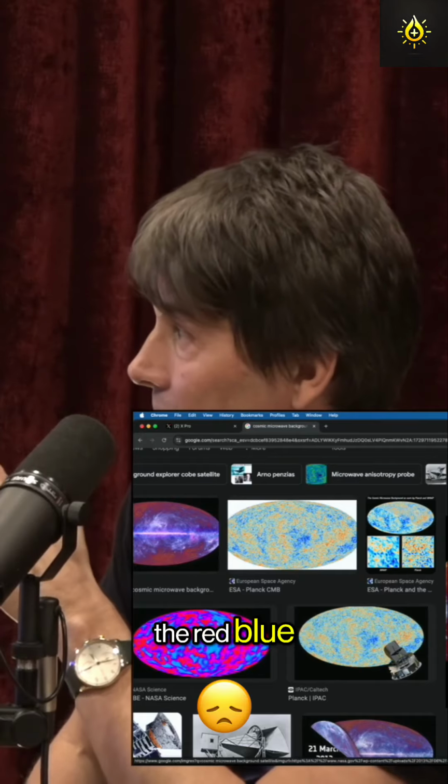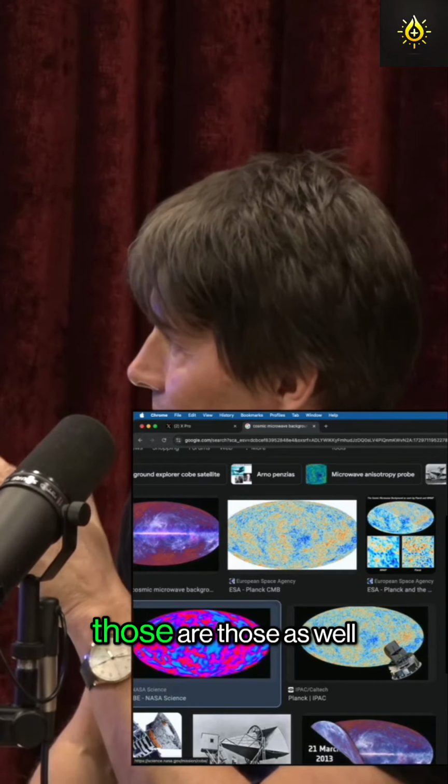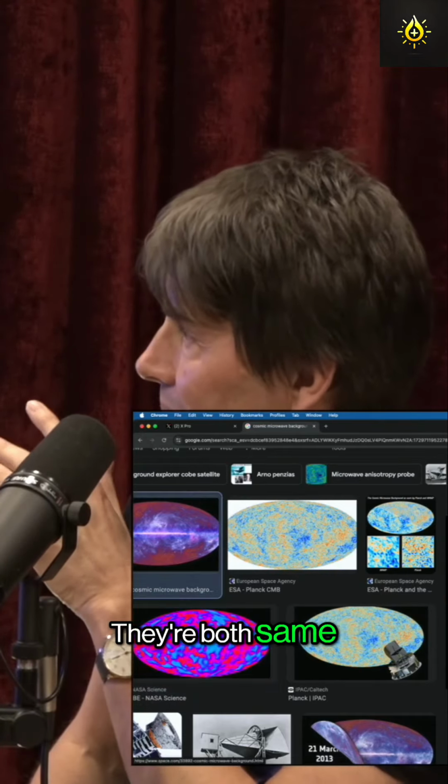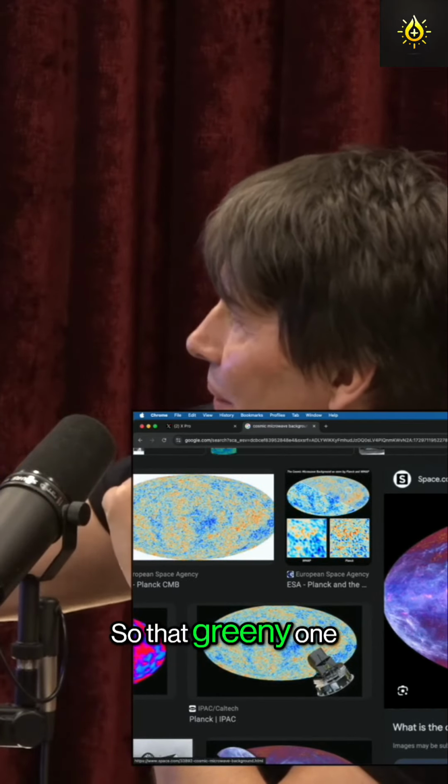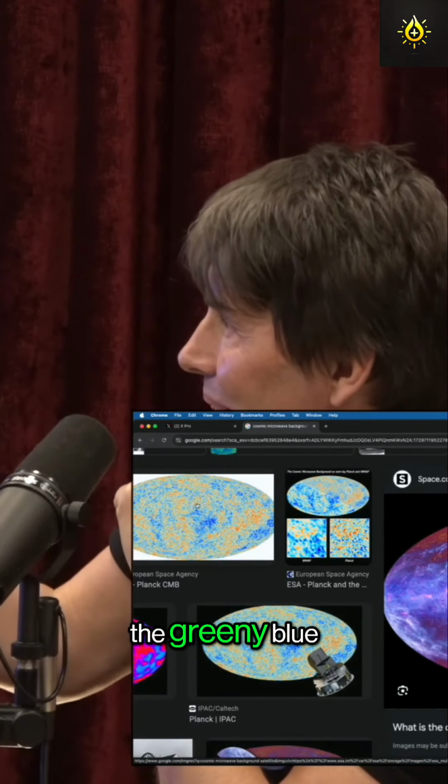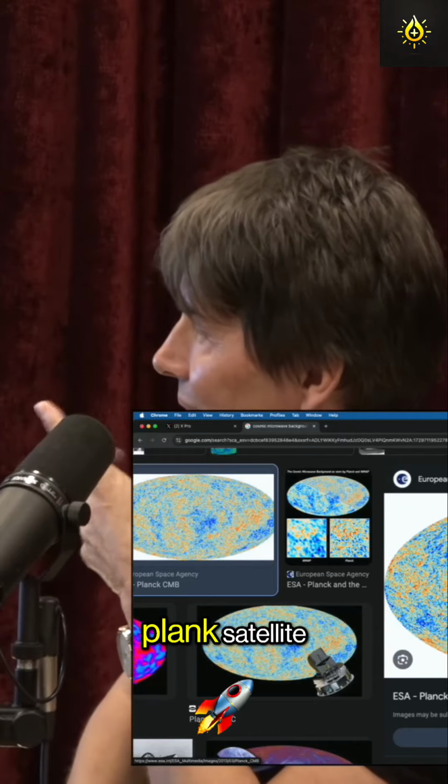Are you talking about the red, blue? Yeah, the reds and blues. They're both the same. That greeny one, or the one with the greeny blue, that's from the Planck satellite.